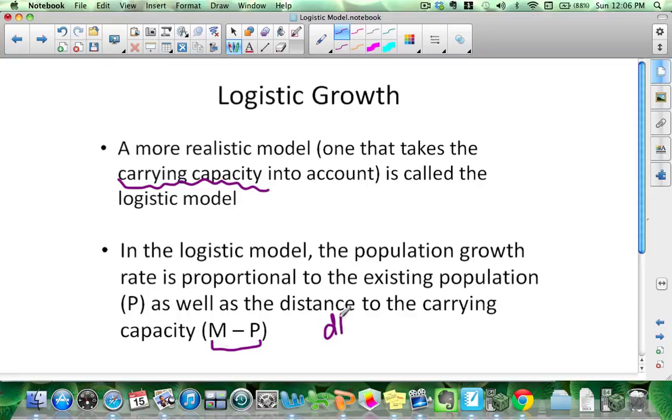So, dP/dt, the growth rate of the population, is proportional to both the size of the population and how far I am from the carrying capacity. If I'm far from the carrying capacity, then there aren't a lot of limiting growth factors like space and water and food and things like that. But if I'm getting really close to the carrying capacity, then this is going to be a small number, which is going to mean my population is not growing very quickly because I'm getting close to my limit.